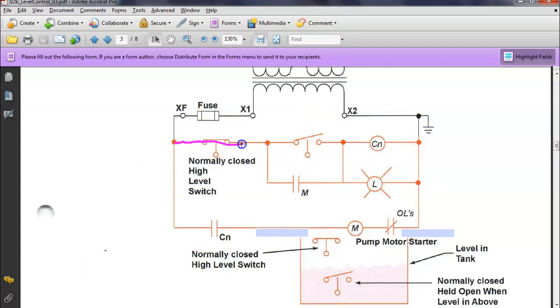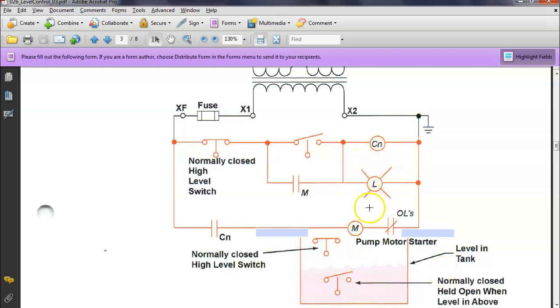But nothing's going to happen. Why? Because we sealed it in. Around here, right? Y'all understand? Okay, so the switch opens. Here comes the level. Comes up, comes up, comes up. Hits this float switch. What does it do? It opens. That opens this right here. What does that do? Drops out CN, right? CN will drop out. CN drops out. M will drop out, and the motor stops.